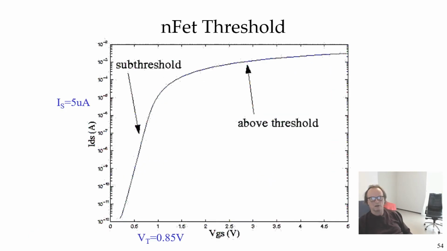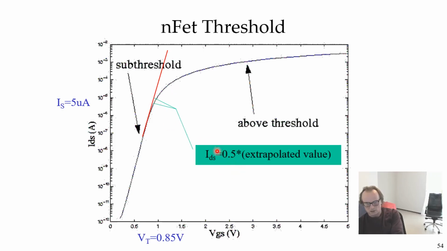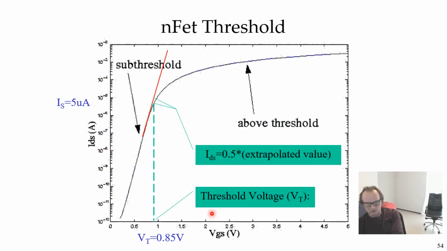And that's temperature dependent. Now, the NFET also has a threshold, and we're going to talk about that a lot more next time. But in this particular case, you can observe that the threshold voltage is around here, and the threshold current is around 5 microamps. So the way you get that is you take the subthreshold current and you extrapolate it up until this subthreshold current is about double on this log scale. It's not much. Double the actual measured current, and you define that to be the threshold voltage, where this IDS is half of the extrapolated value. In this case, it comes out to be 0.85 volts.